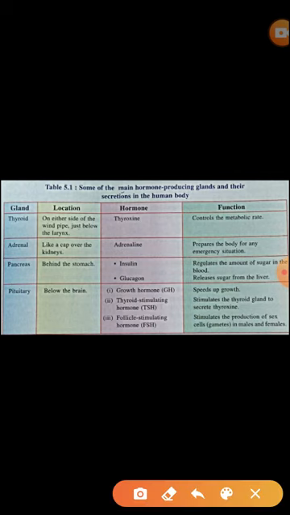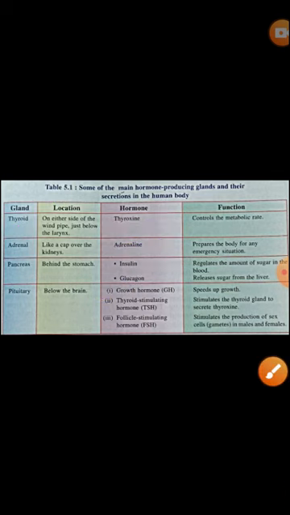Now let's see whatever we have learned in a single glance. You can see here a chart in which all four glands are there. So this is the thyroid gland. We can say the location is on either side of the windpipe just below the larynx. It secretes the thyroxine hormone and the function is to control the metabolic rate. Now the adrenal gland is like a cap over the kidney, the hormone is adrenaline, and the function is to prepare the body for any emergency situation.